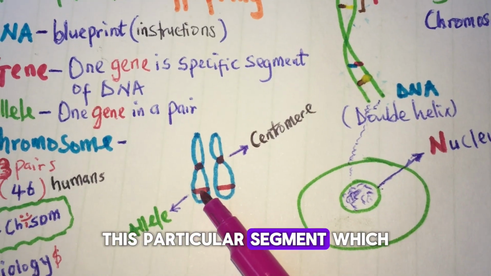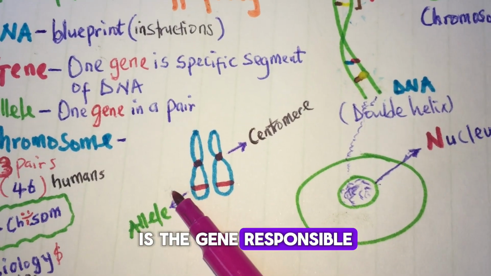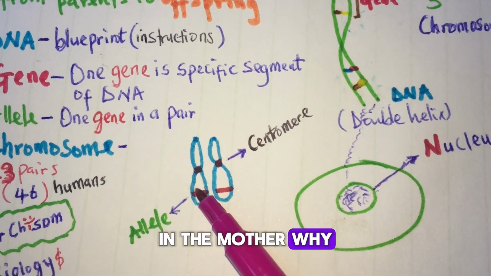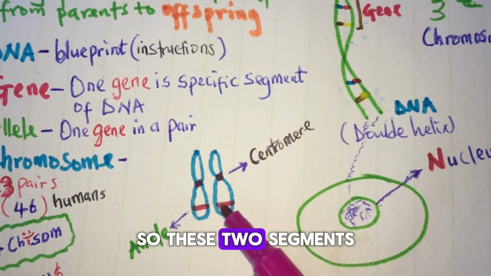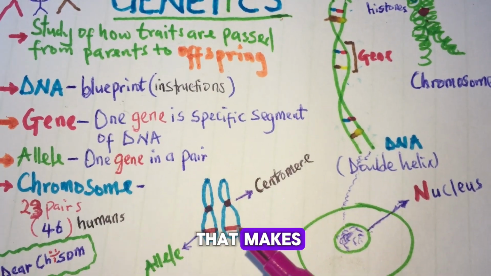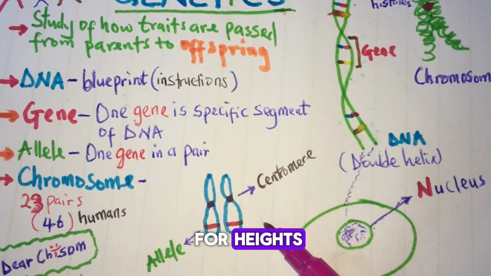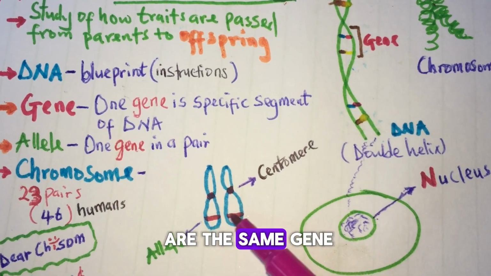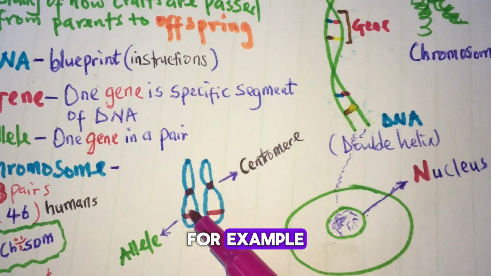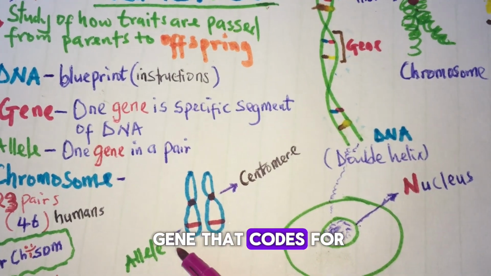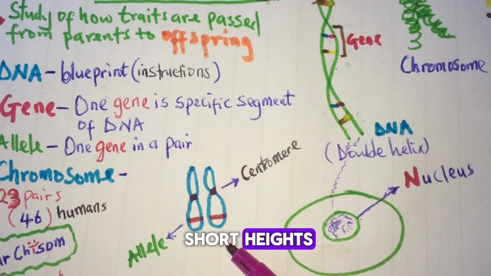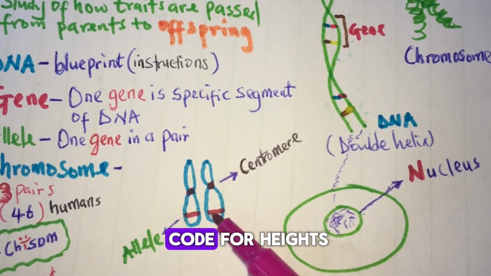This particular segment is the gene responsible for height. This is also the gene responsible for height in the mother, while this is for the father. So these two segments code for the same protein, which is the protein responsible for height. So these two genes are the same gene, although they are alternates of each other. For example, this could be the gene that codes for tall height, and this could be the gene that codes for short height, but both of them code for height.